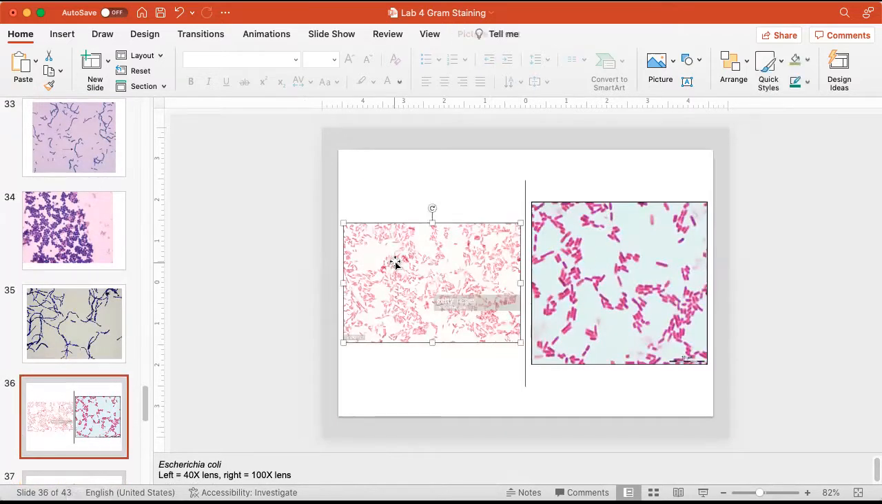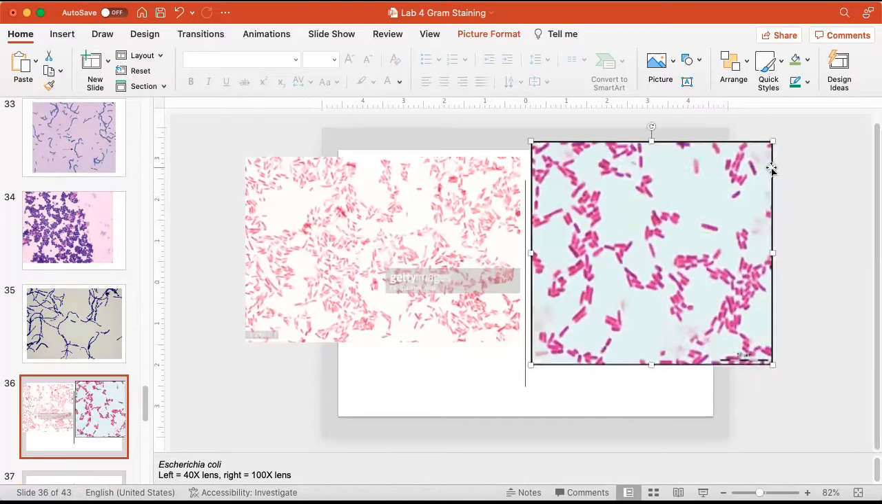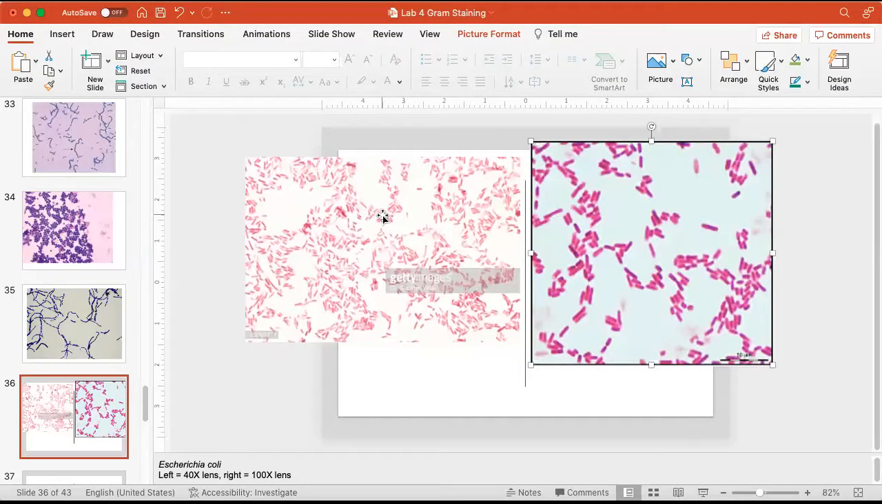This is a side by side. Here's one under the 40x lens. Here's one under the 100x lens. Same organism. What do you think? Gram positive, gram negative, shape. You can tell under the 40x. But it sure is easier under the 100x, isn't it? It's just easier. What do you think?